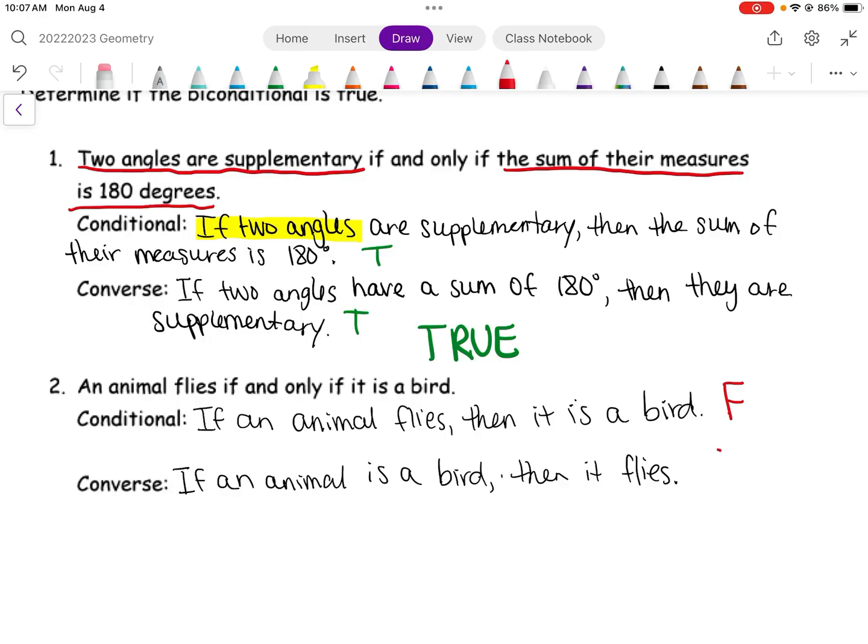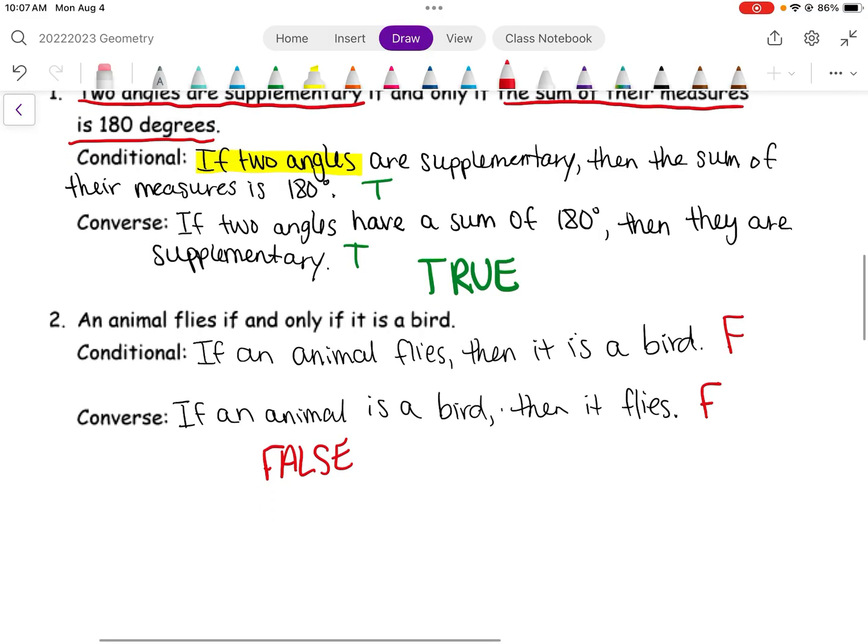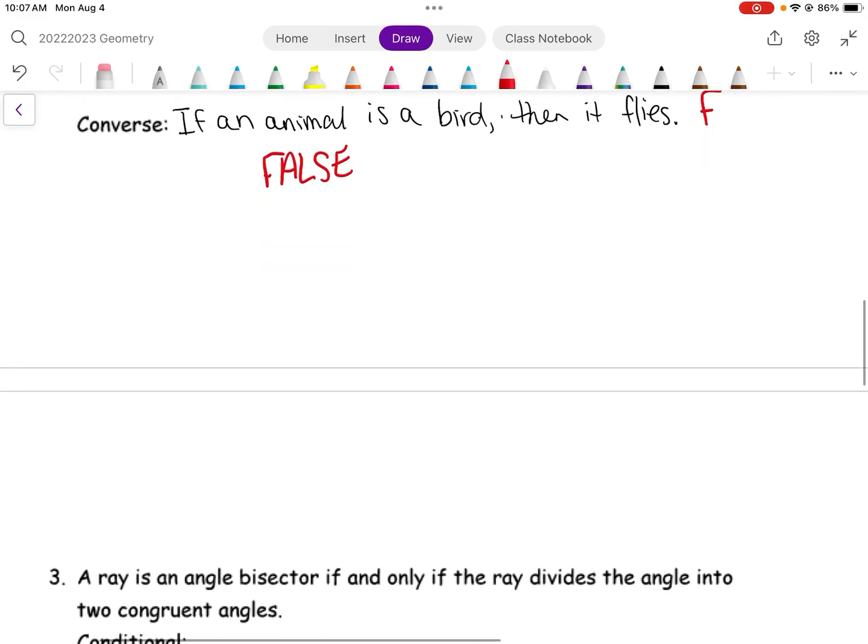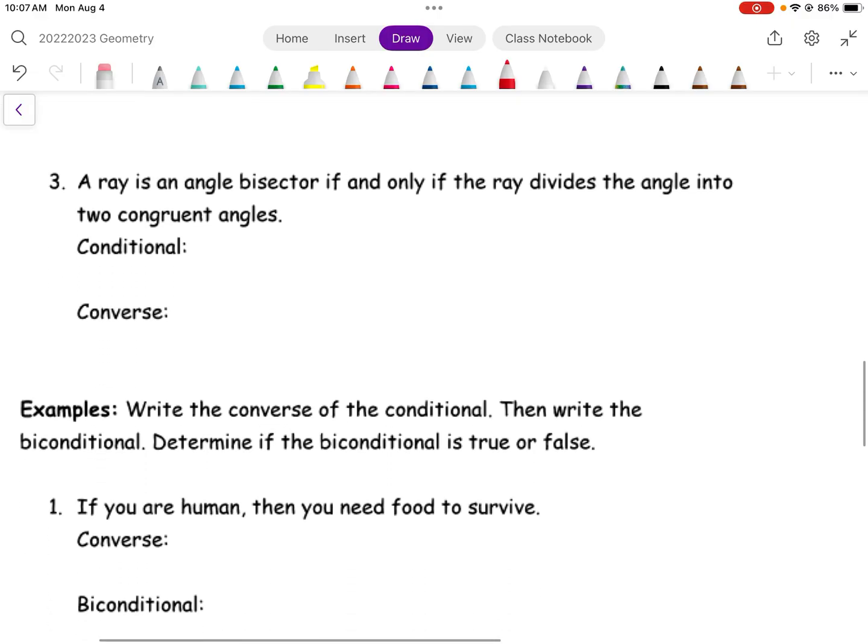The converse, if an animal is a bird, then it flies. Again, that one's false. We came up with one for that yesterday, a penguin. So this is false both ways. That is not a true statement either way.